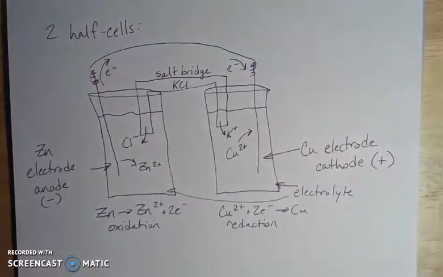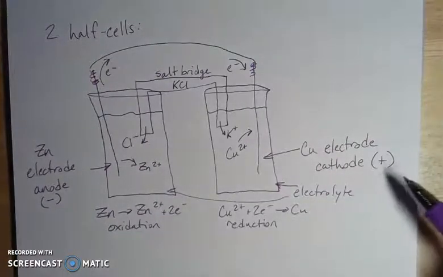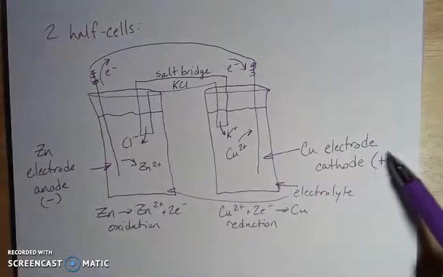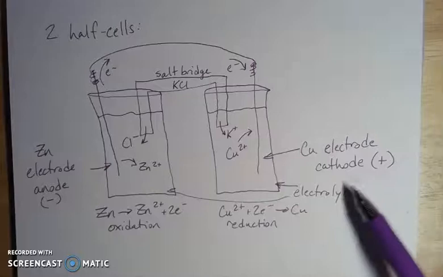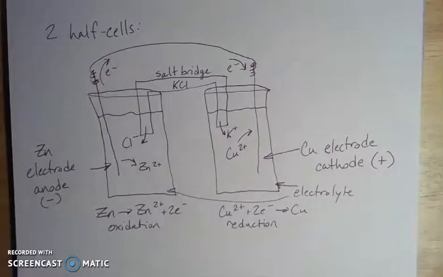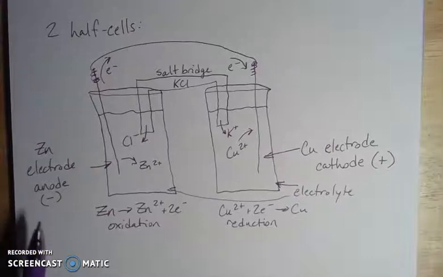So again, by convention, cathode is the positively charged one. I've had students remember this because of the t, so it looks like a plus sign there. So cathode is the positively charged one. Anode is the negatively charged one. I remember the anode because of anions, right? Anions are negatively charged, so the anode is also negatively charged.